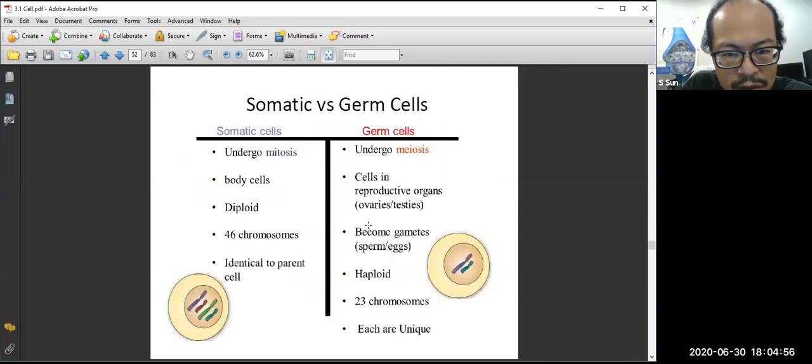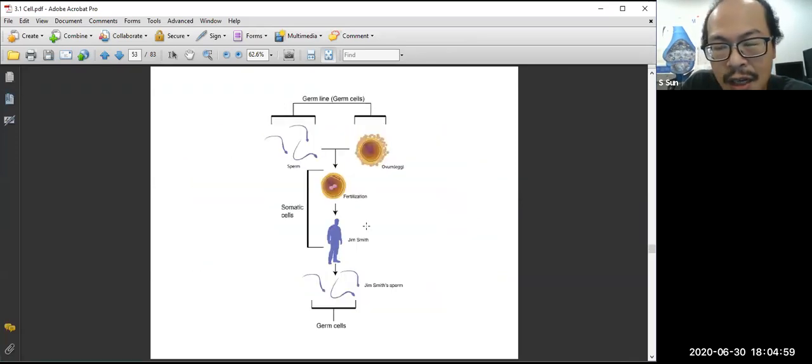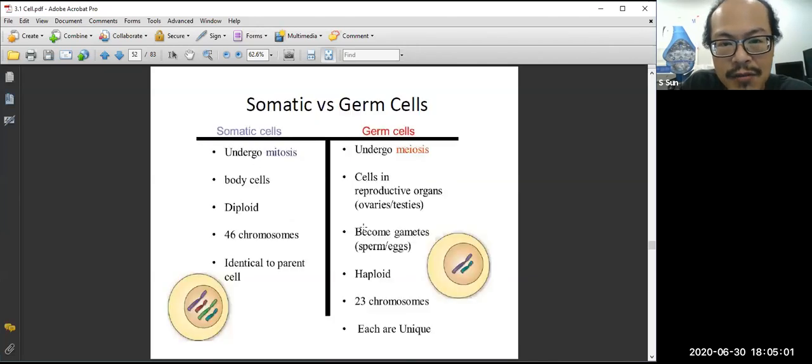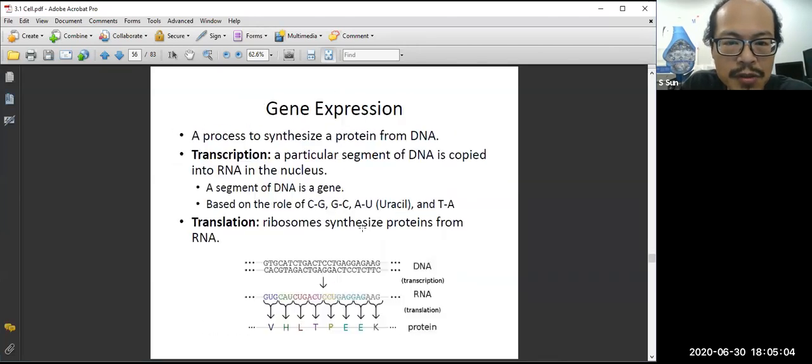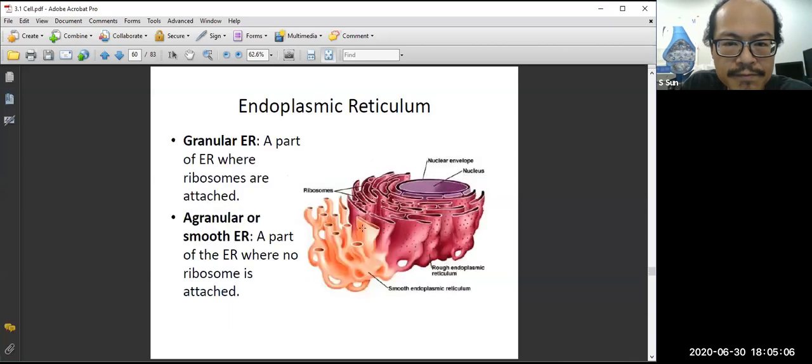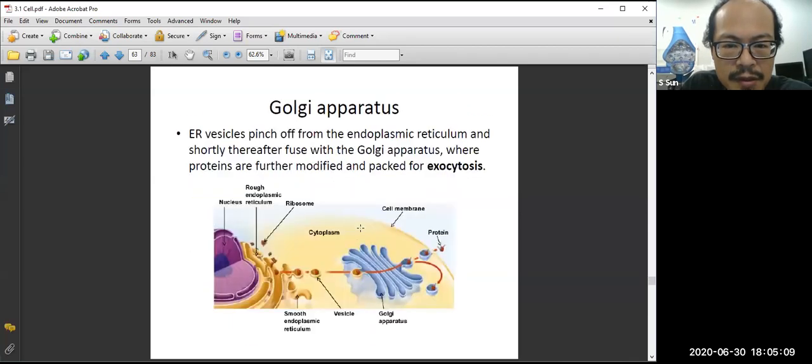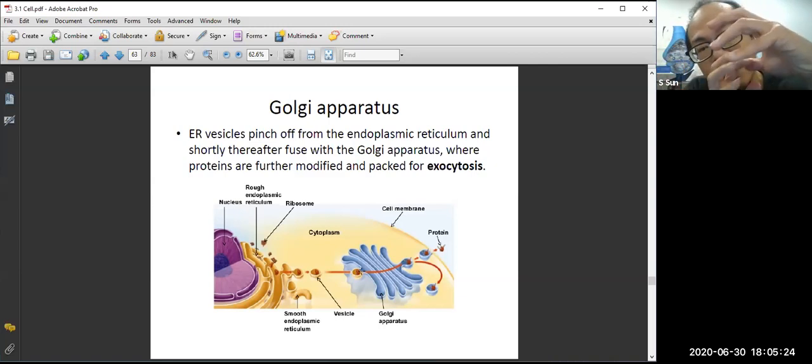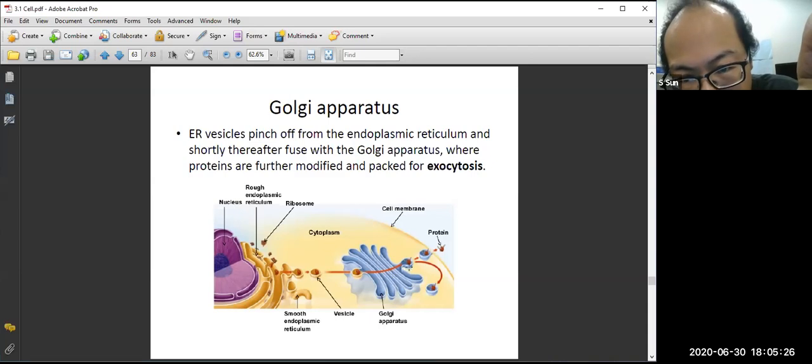I think we have a picture. In my last lecture, we did talk about that, right? Maybe we have a picture here. All right. So for example, from the ER, these vesicles got pinched off, then moved to the next step. That's the Golgi apparatus. It will be further modified, further folded, then packed in the vesicles, then released into the extracellular space.